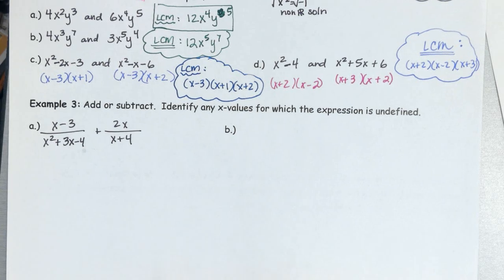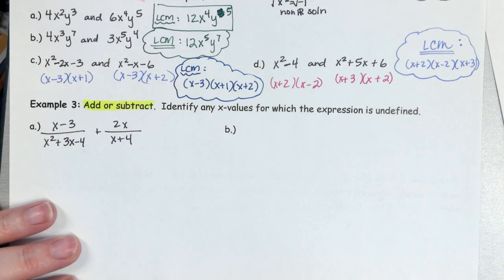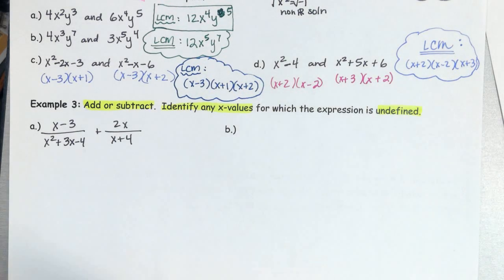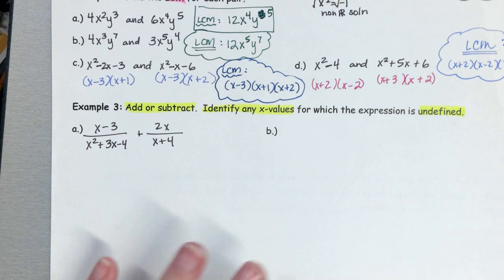Okay, so we have to use this in example 3 when we start to multiply. We'll multiply to add or subtract. So adding and subtracting does require multiplication when you do not have the common denominator. So we're going to add or subtract, okay? And we do have to identify x values for when it's undefined. Okay, so we are going to have to make sure we look at that denominator, okay?